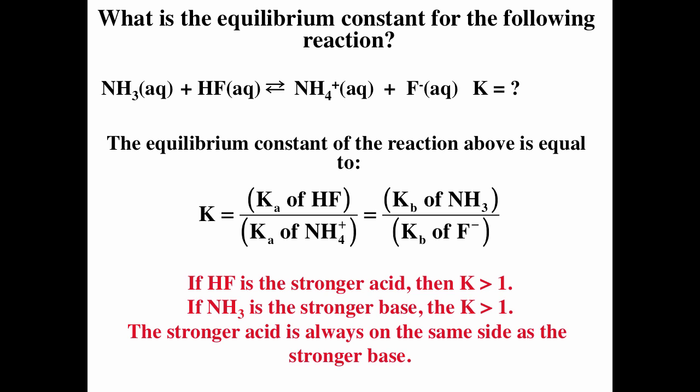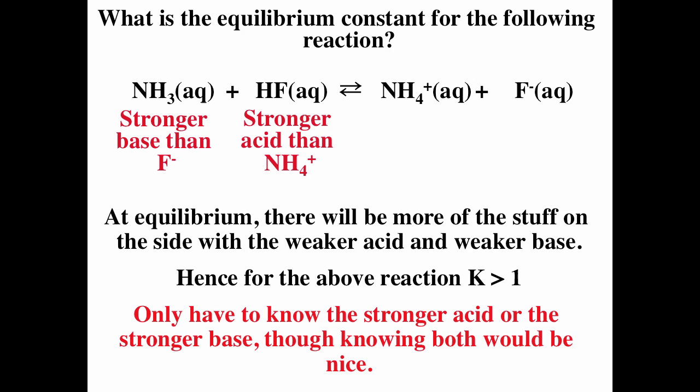And so the equilibrium constant for that top reaction will be greater than 1. If ammonia is a stronger base than the F minus, then the equilibrium constant for the top reaction is also going to be greater than 1. Now it turns out that the stronger acid is always on the same side as the stronger base.